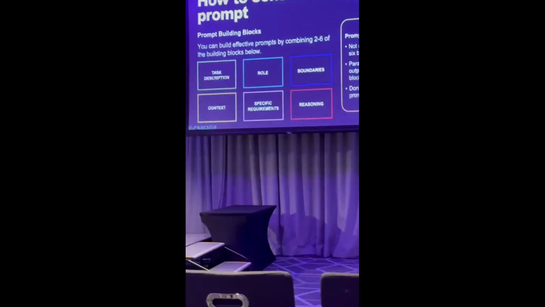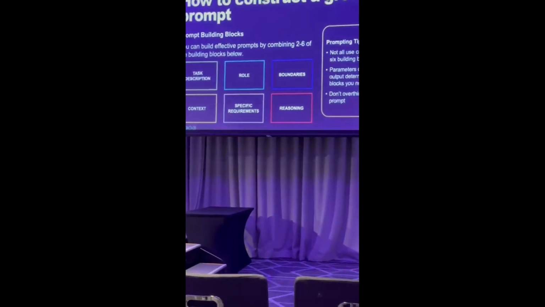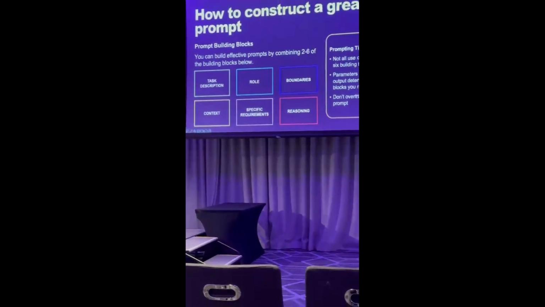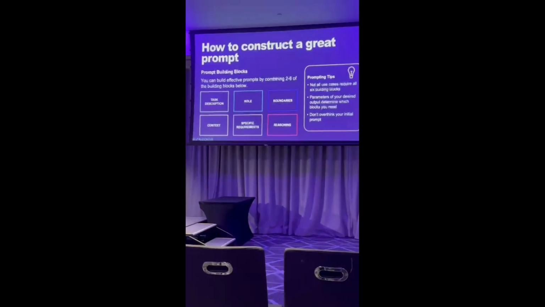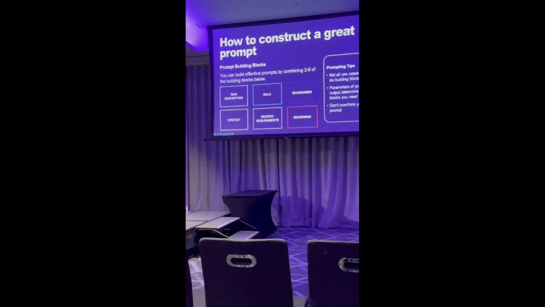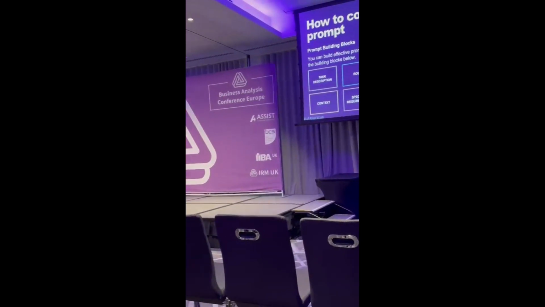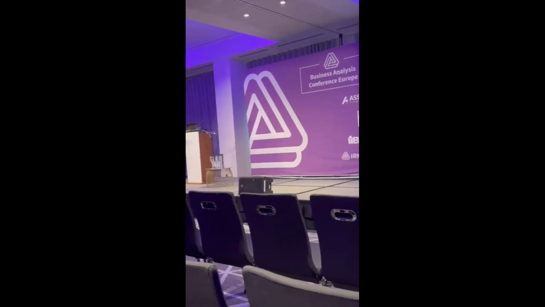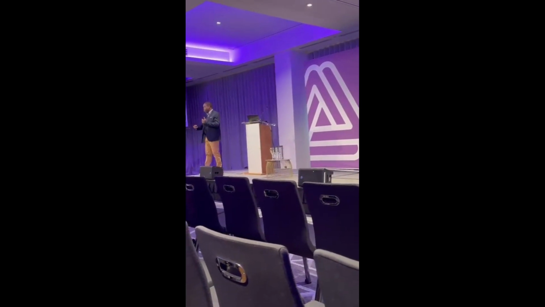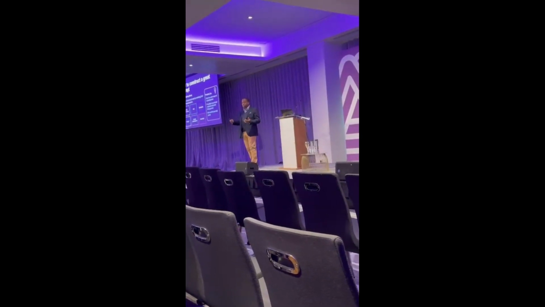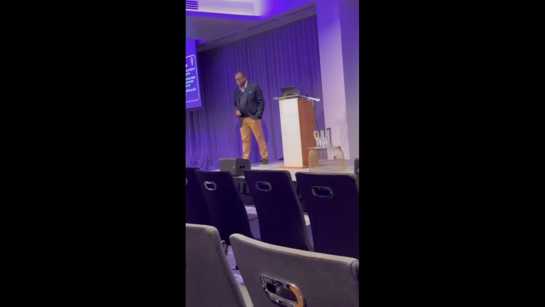And you don't necessarily have to use all the 6 building blocks at the same time. Pretty much, you can start with 2 or 3, and then, depending on the output or the response that the Gen AI gives you, you can start to add other building blocks to it or refine your prompts appropriately to be able to get to your desired output.